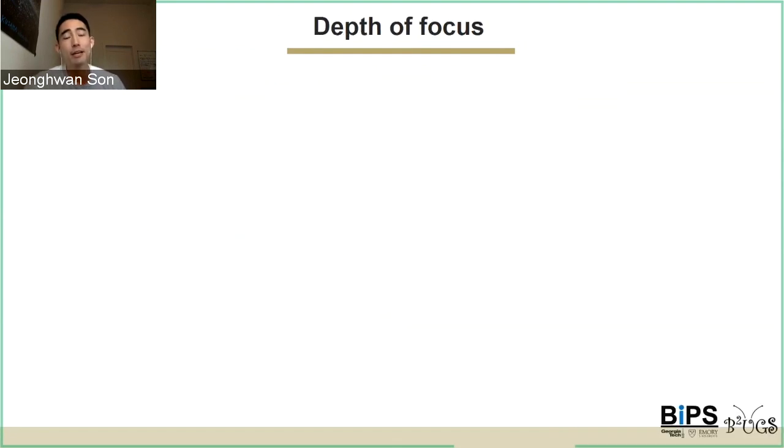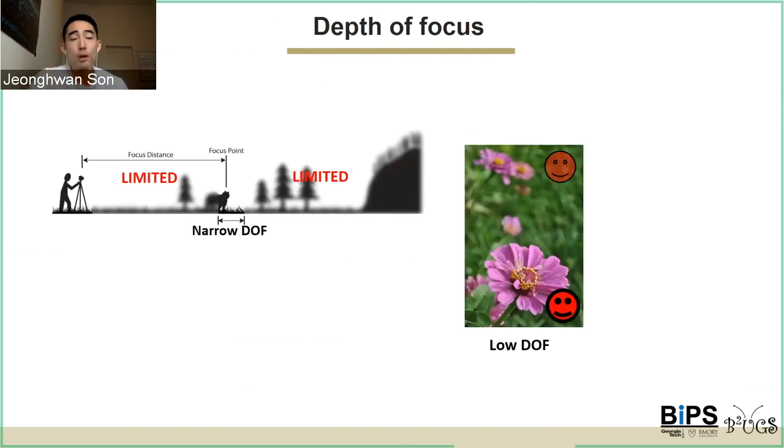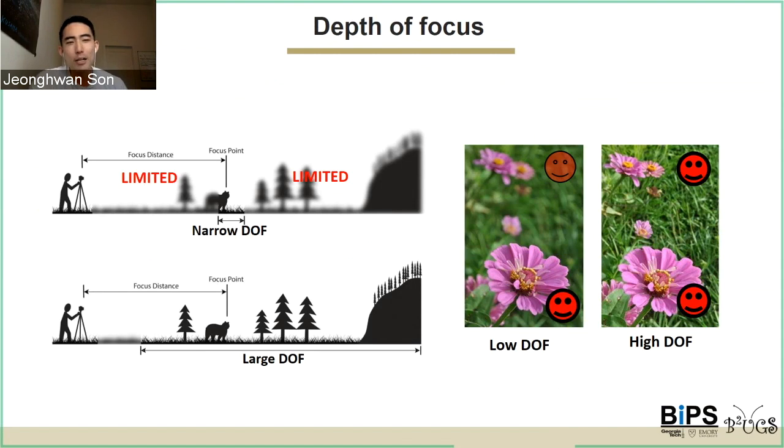The second parameter of microscopy is depth of focus. With photography, for example, a narrow depth of focus limits the achievable depth of the image, so that we can clearly image within only a certain distance. With higher depth of focus, we can image both objects placed closer and farther as well.